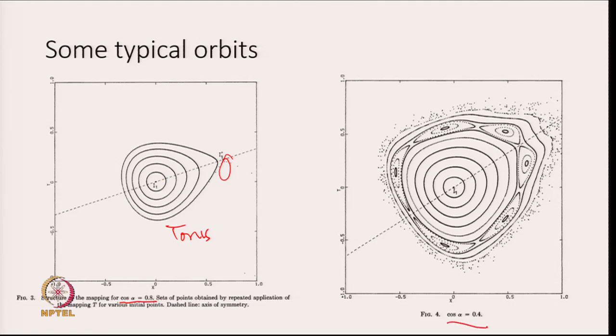As you change alpha, and here the change is to cosine alpha equal to 0.4, you find this familiar image of stable and unstable points alternating on a ring. So, here you have an elliptic fixed point, a hyperbolic fixed point, an elliptic, hyperbolic, elliptic, hyperbolic, and so on and so forth. Then there are orbits that escape to infinity, and that is a feature of this map.